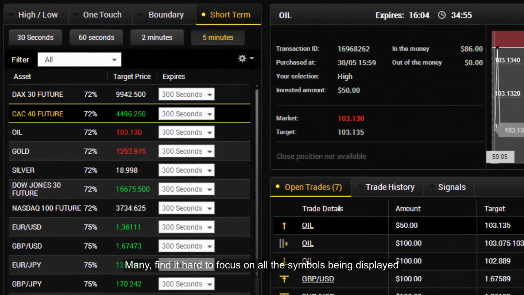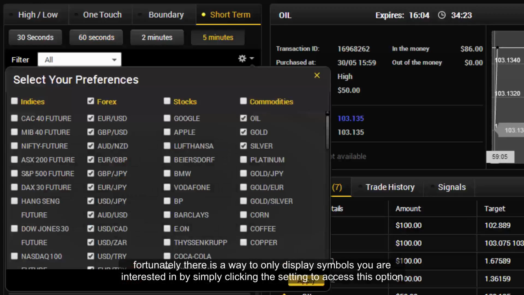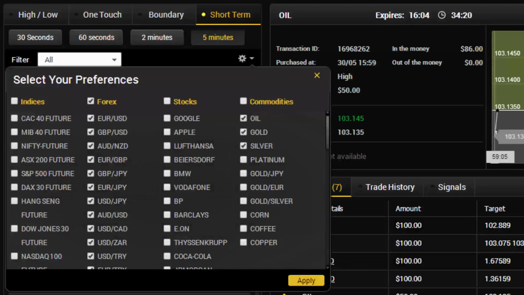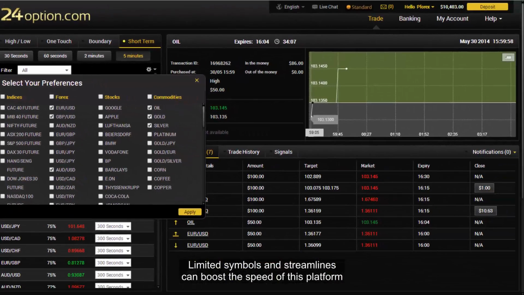Many find it hard to focus on all symbols being displayed. Fortunately, there is a way to only display symbols that you are interested in by simply clicking the setting to access this option. Any major currency or commodity can be selected for your convenience. This would help the performance of the platform as it is web-based. Limited symbols and streamlines can boost the speed of this platform.